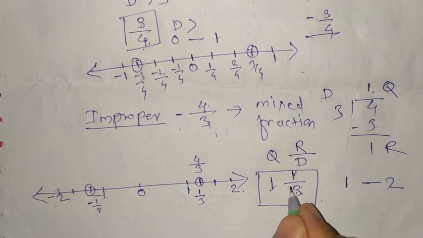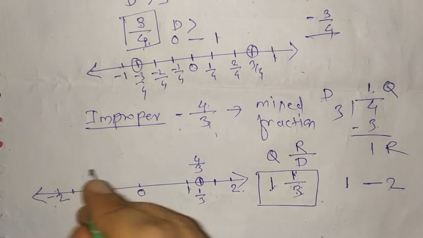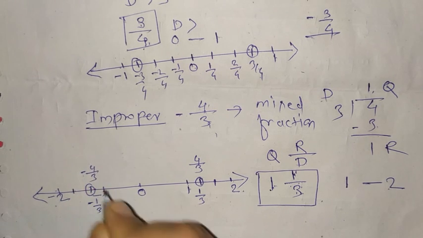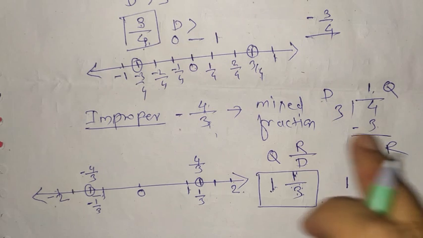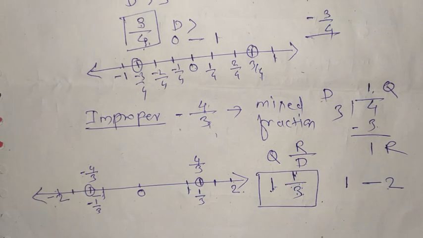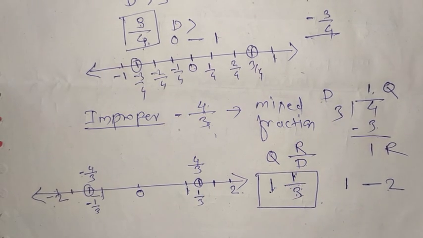So that -1 by 3 is nothing but -4 by 3. So in this way you can easily plot the negative number also. Once you plotted positive, the same way you can plot the corresponding negative number also. So now here you understood how you can plot the proper and improper fraction. Now we will see the next part of this introduction.